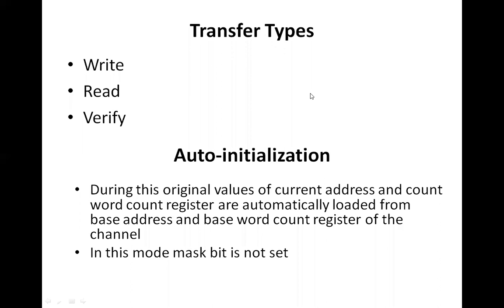And how and why is it so? Because the base address register and the base word count register are loaded simultaneously with the current registers by the microprocessor. Whenever the microprocessor is loading something into the current address register and the current word count register, it also loads the same value in the base address and the base word count register. So during the DMA process, the base address content and the base word count content are not going to change.